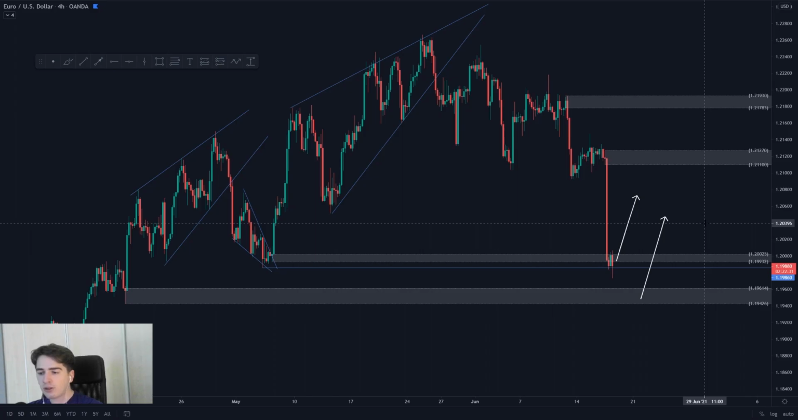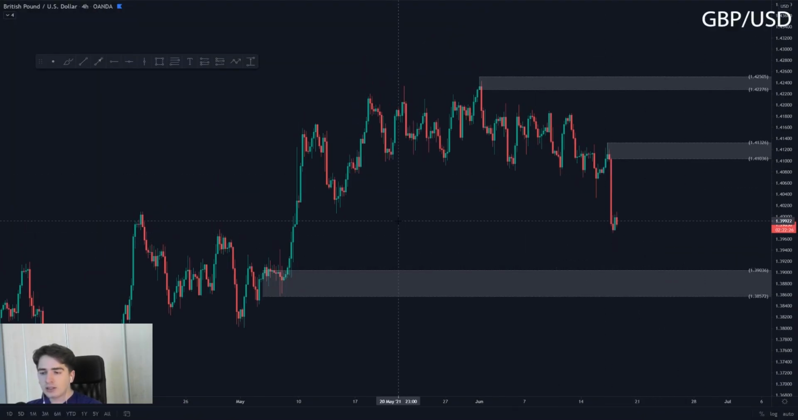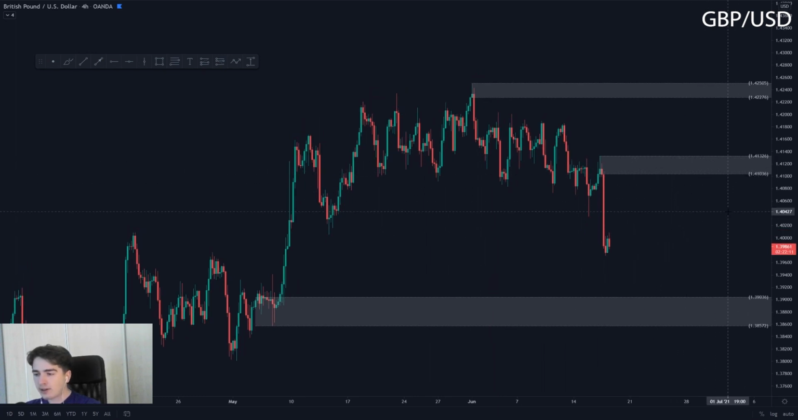Let's head over to pound dollar. And pound dollar is kind of in no man's land. Not really liking the price action at all. As we can see, we had this swing low over here and it didn't really react to it. My two major zones are essentially this zone down below at 1.39036 and this zone at 1.41036. In between these levels, we're just going to chop around, is my expectation.